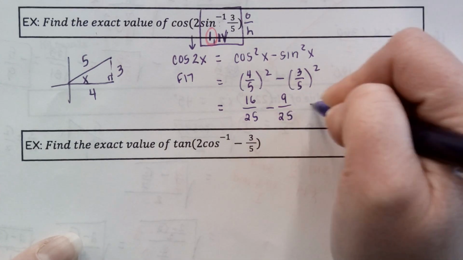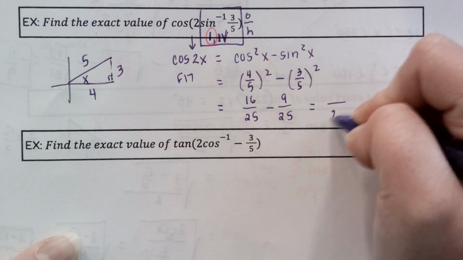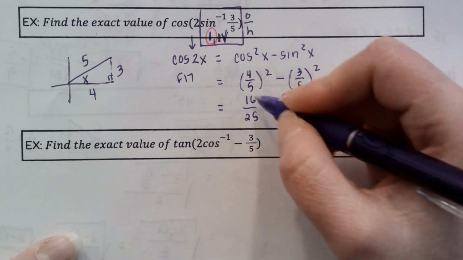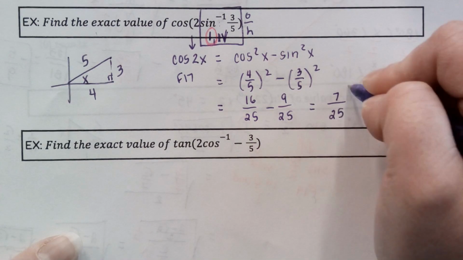I picked formula 17 because I know if I'm doing it correctly, it will set me up with the common denominator. I have 16 minus 9, which is 7. 7/25.